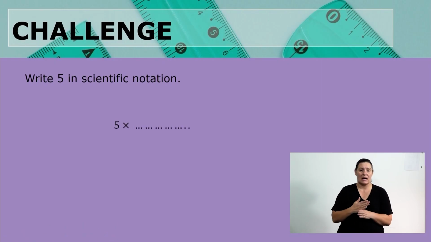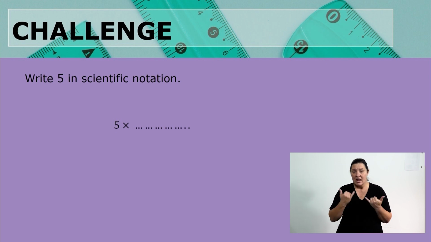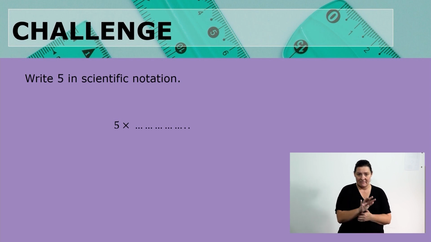Let's end our lesson with a challenge. So we have been working with scientific notation. Now, write 5 in scientific notation. Remember, it must be 5 multiplied by, I think you can figure that out on your own.